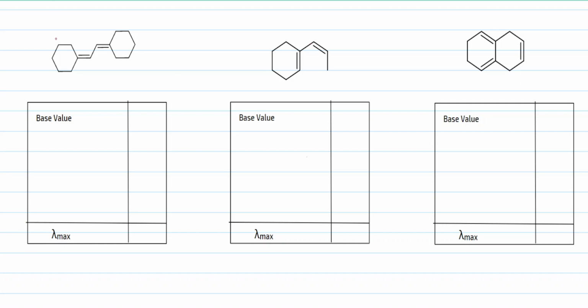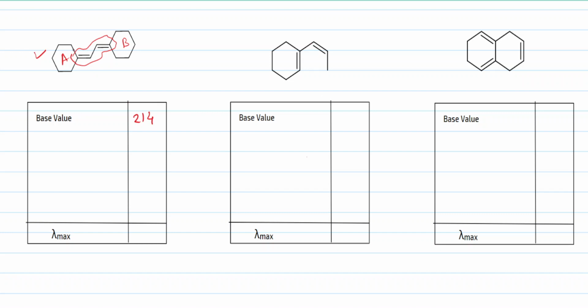In this example, you can see there are two rings and the double bond is present here. This is not a cyclic diene, it is an acyclic diene, because our parent diene system is present here, which is outside the ring. Now this is the ring, this is the ring, so I will write here A and B. Then the base value for acyclic diene is 214 nanometer.